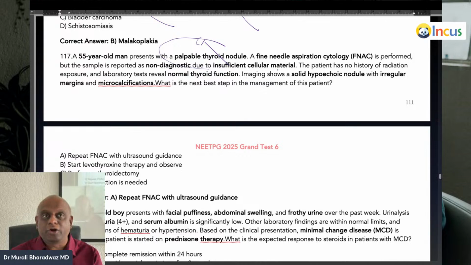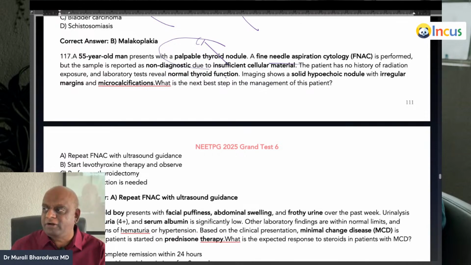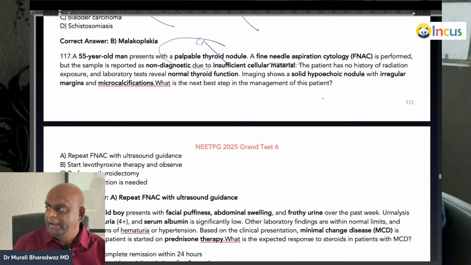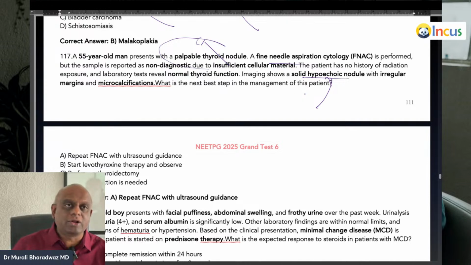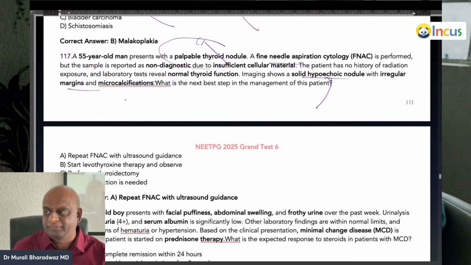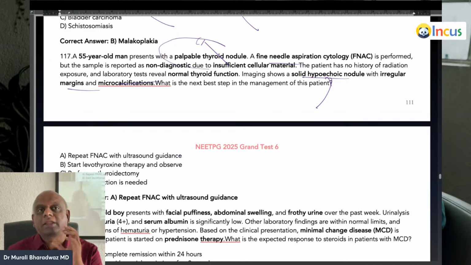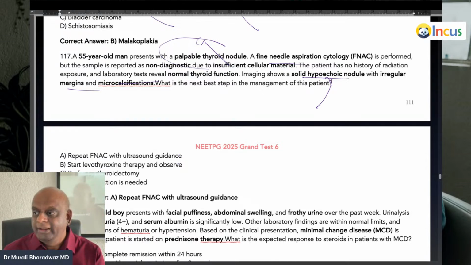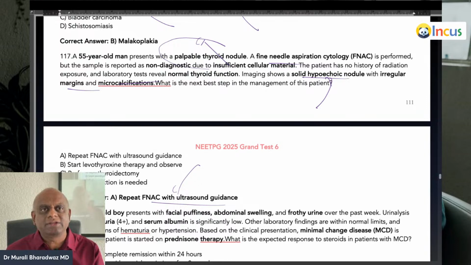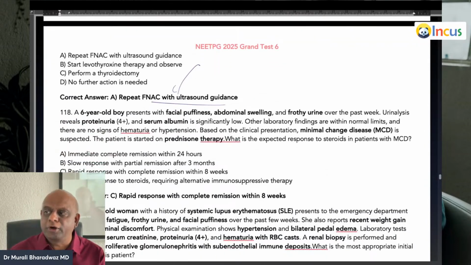55-year-old with a palpable thyroid nodule and FNAC is performed. Solid hypoechoic nodule with irregular margins with microcalcifications. So what do you need to do for that palpable thyroid nodular lesion? You need to repeat FNAC with the ultrasound guidance, which is considered to be the protocol.